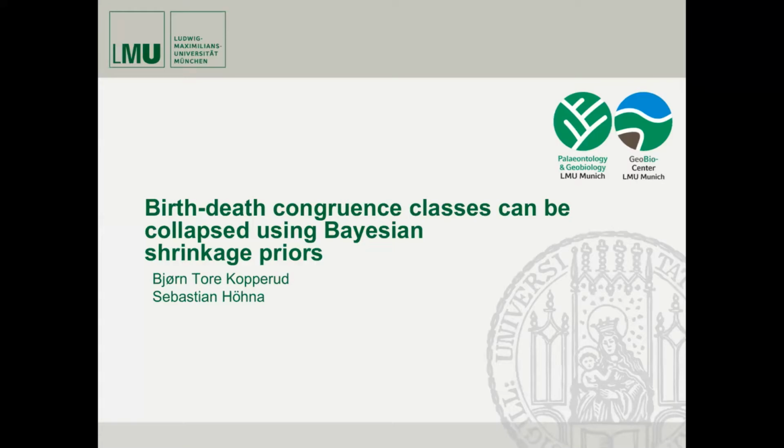I will be talking about how birth-death congruence classes can be collapsed using Bayesian shrinkage priors. So first, let me quickly set the stage. What are we interested in? I'm interested in inferring diversification rates from trees. And quickly, how do we do this? We use a birth-death model.